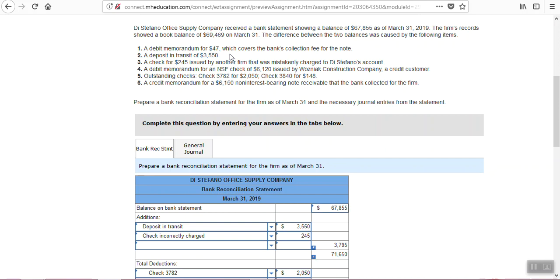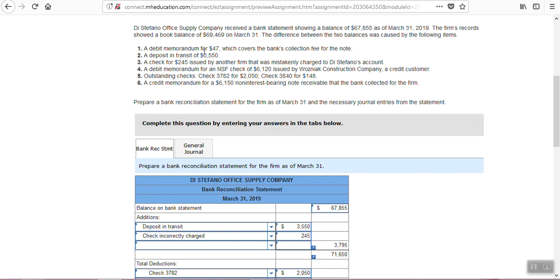So this first one says a debit memorandum for $47, which covers the bank's collections fees. That's something that we found out about because it's on the bank statement. The bank has taken that out and they have recorded that. So we can skip that one. That's not a deposit in transit. It's not an outstanding check. It's not a bank error. So it doesn't fall in the category. It doesn't get recorded on the top part of this bank reconciliation statement.